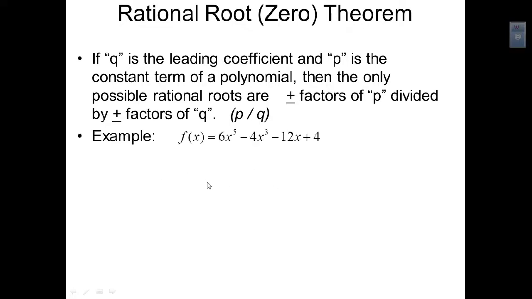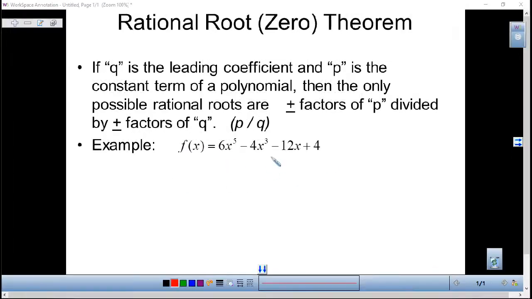So for example, if we were to look at this right here, and we wanted to find all the possible rational roots, or possible rational zeros, we're going to do plus or minus. One plus or minus out in front takes care of all of it, really. And then you're going to look at all the factors of 4, which is 1, 2, and 4. There are your factors of p. And your factors of q, 6, is 1, 2, 3, and 6.